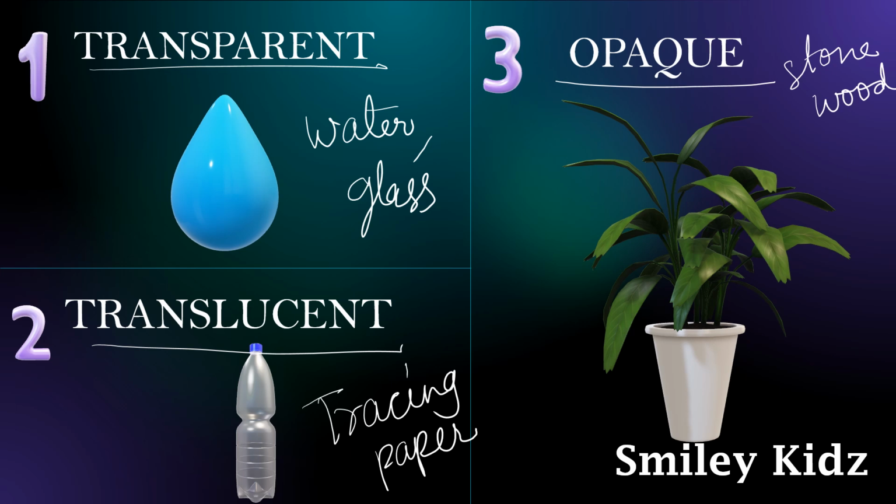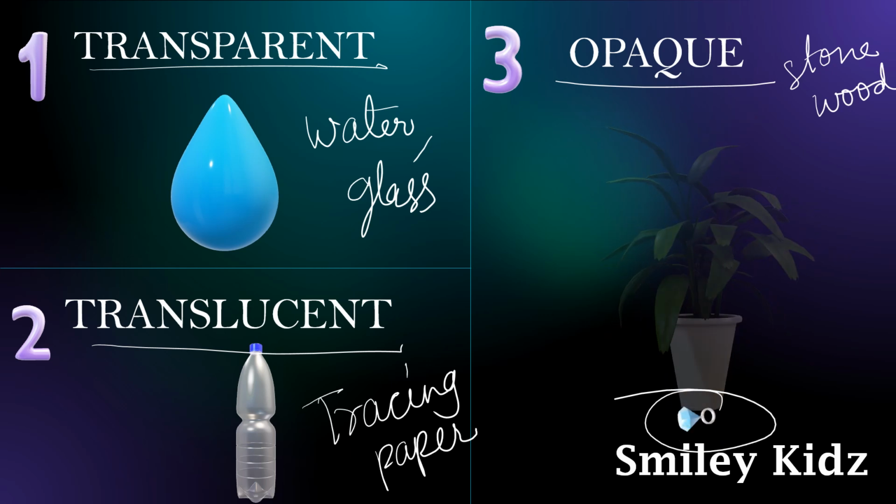Well, wait, can you see what is behind this pot? Well, obviously not. Now let's see what actually is behind this pot. Let me eliminate this plant from here. Well, that's a diamond ring. So these substances which do not pass light at all through them are called the opaque objects.